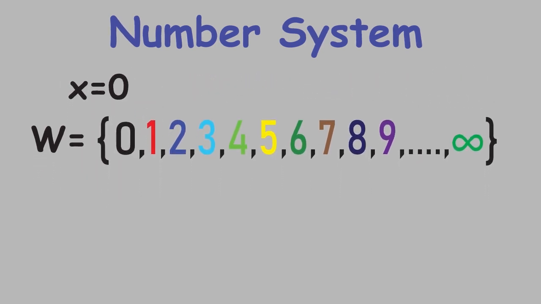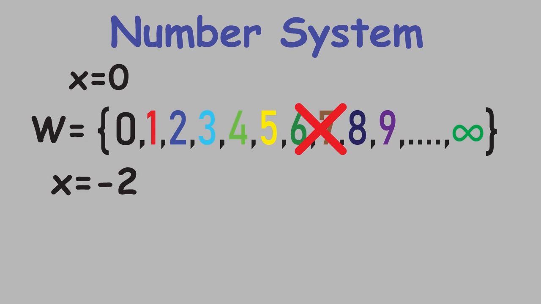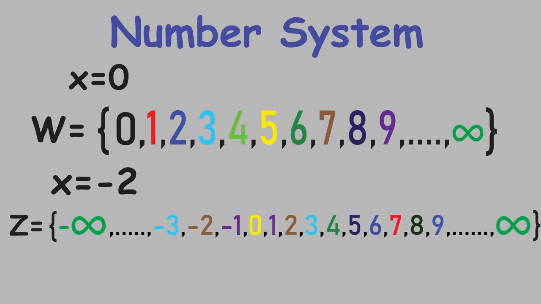If I talk about the equation x plus 3 equal to 1, the solution of this equation is minus 2, which does not belong to the whole number set. So another set is introduced, which is the integer set. Integers start from minus infinity and go up to infinity. They include all the negative numbers and all the positive numbers.